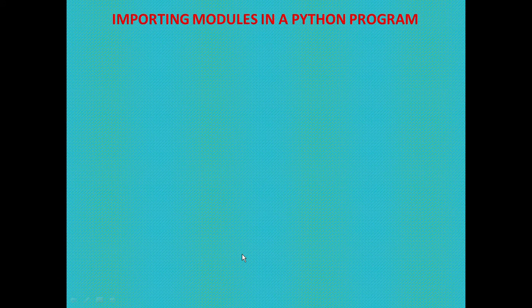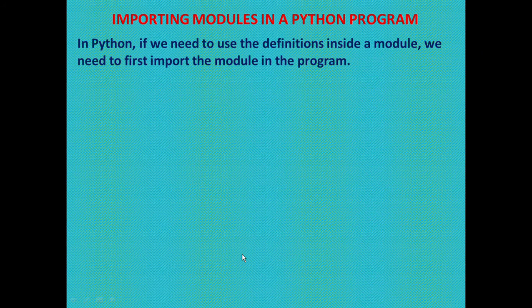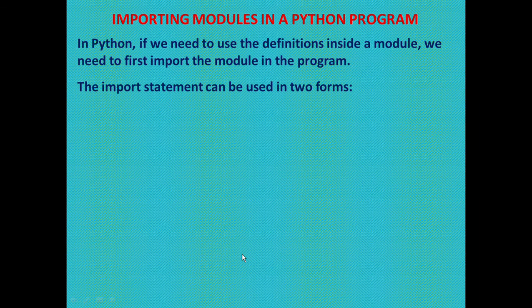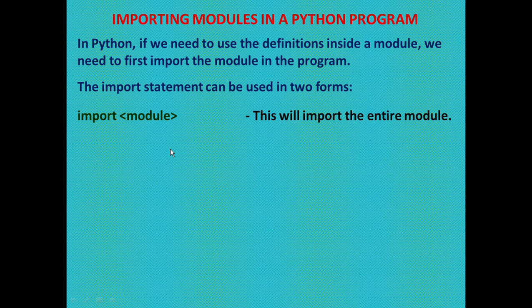Next we will see how to import modules in a Python program. If we need to use some function definitions inside a module, we need to import the module in the program. The import statement can be used in two different forms. Let us see one by one. The first form is import the module name. This will import the entire module. See the example, import math. So if I import math module, I can use all the mathematical functions that are defined inside this module.